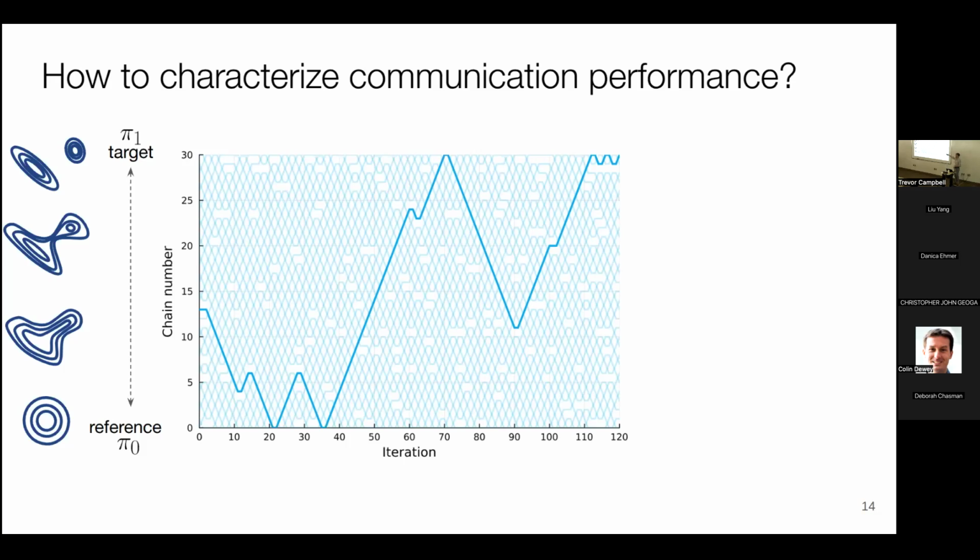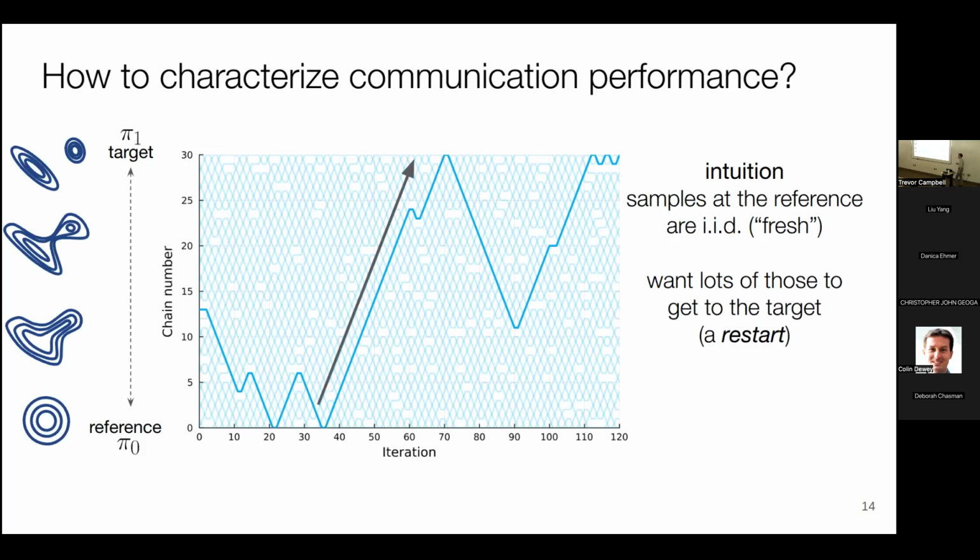If I showed you this figure for the stochastic swapping scheme, you would see much more Brownian motion kind of behavior. But the important thing here is that kind of motion. I want to see a sample that starts at the reference, where I get an IID draw, and goes to the target, where it then presumably refreshes the information at the target. We call these things restarts. We want to get lots of restarts. That means the communication is working well in parallel.